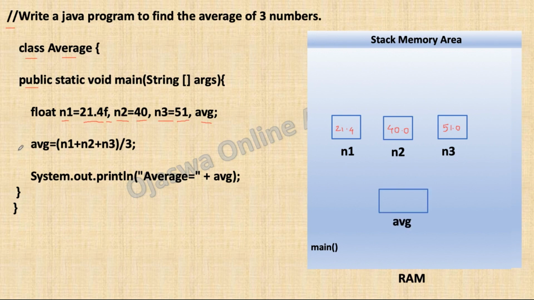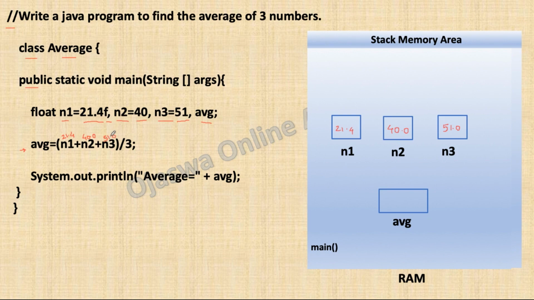Next statement is the calculation. avg = (n1 + n2 + n3) / 3, with n1, n2 and n3 inside the parentheses, divided by 3. This is the formula for calculating the average. So avg = the value of variable n1 will be invoked, that is 21.4, plus the value of variable n2 will be invoked, that is 40.0, plus the value of variable n3 will be invoked, that is 51.0.